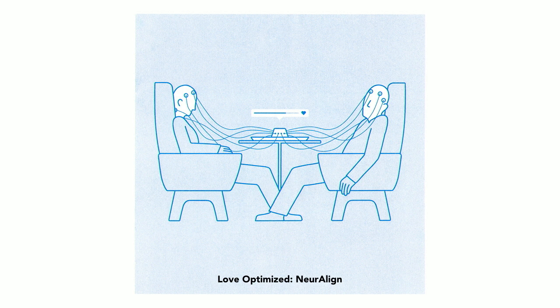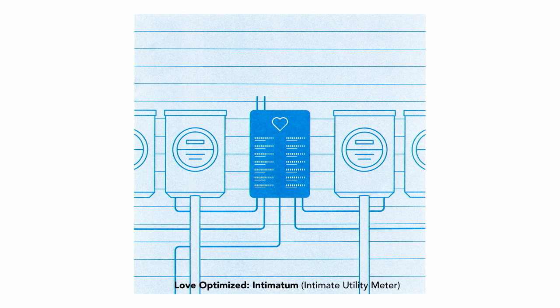Object Solutions, another agency, did a project with MIT, or it was an exhibition at MIT called Love Optimized. So imagine this, on your first date, hooked up to electrodes, and the electrodes send these evocative nerve impulses between both of you, calibrating your nervous systems to amplify your points of greatest harmony to see if you're actually compatible. This is real technology, but placed in another situation of where we might actually be able to use it for our love lives. This project's called Intimatum.